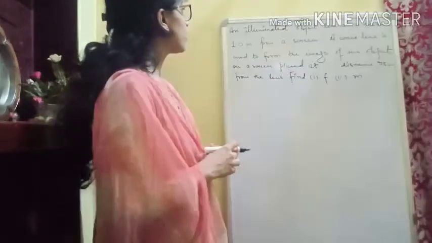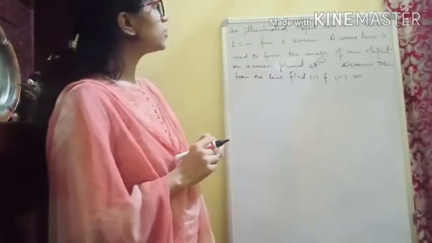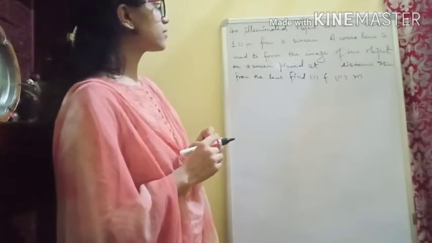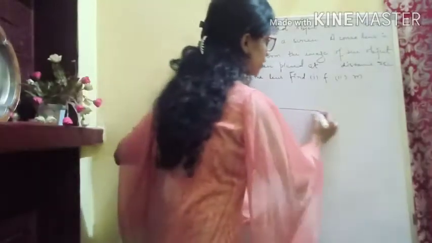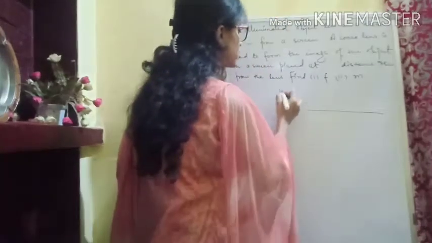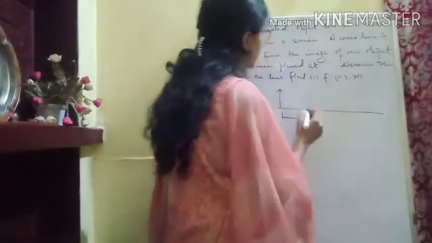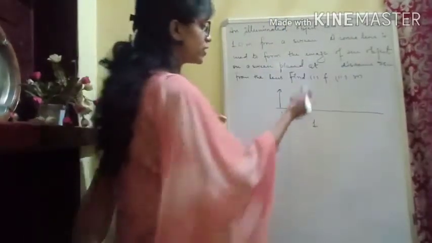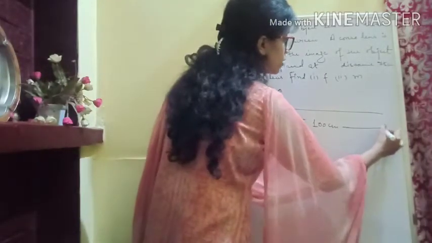Okay, here we have our next question. Let us read the question and see. An illuminated object lies at a distance 1 meter from a screen. So there is an object placed at 1 meter distance, whether you write 1 meter or we can take it as 100 centimeter from the screen.